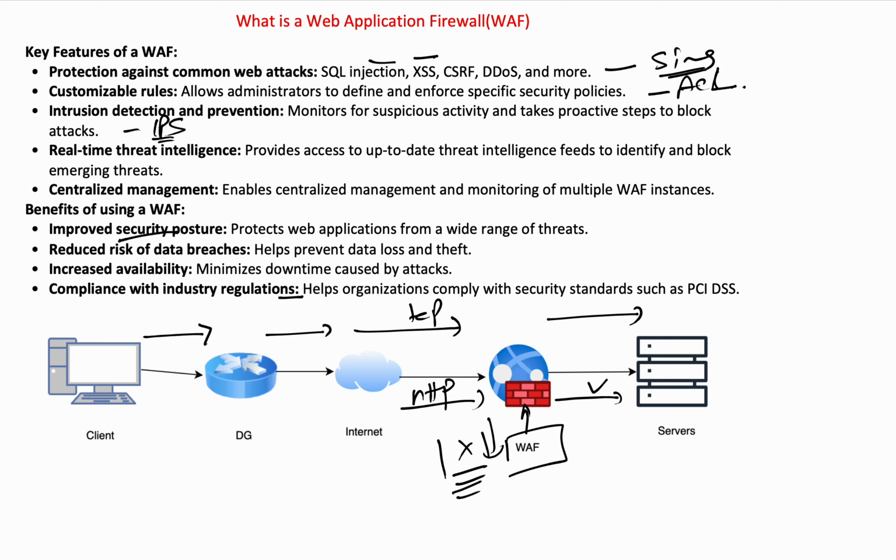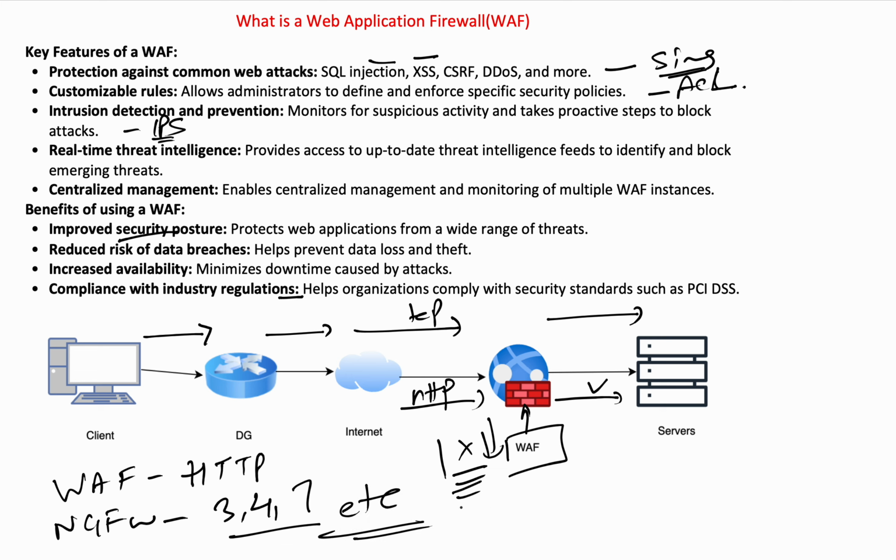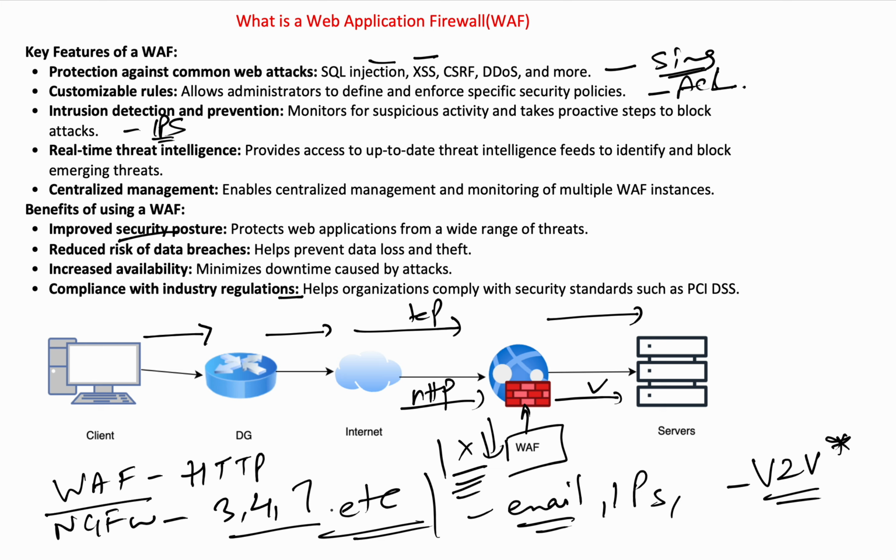Now, talking about the key differences between a WAF and a next generation firewall. WAF mainly works with HTTP traffic, while a next generation firewall gives a broader approach. It can work on layers 3, 4, 7, and more. It can have email security, IPS, IDS, and so on, though not everything, since it depends on the vendor. The next generation firewall gives a broader approach, while WAF keeps working with HTTP and HTTPS.